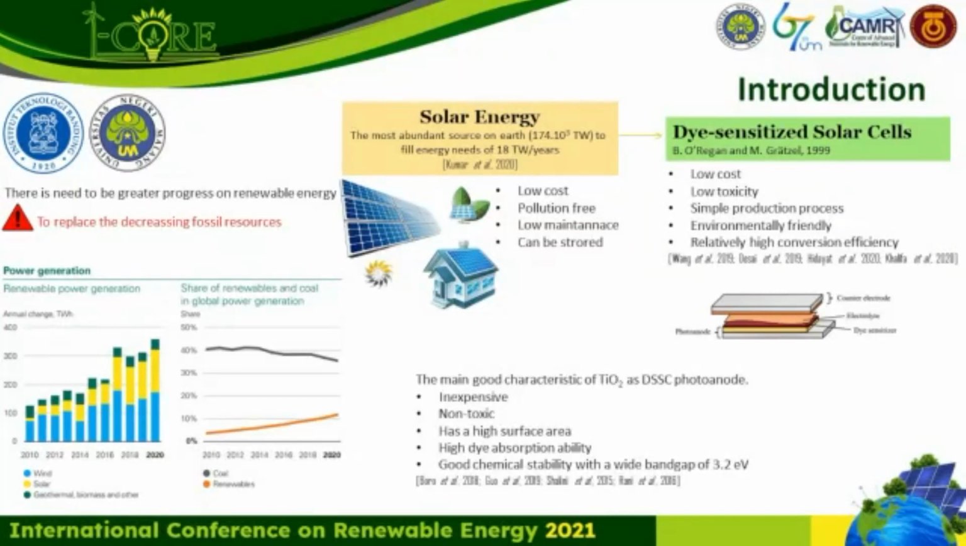In our research, we choose TiO2 as a photoanode in the DSSC system because it has good characteristics. It is inexpensive, non-toxic, has a high surface area, high dye absorption ability, and good chemical stability, with a wide semiconductor bandgap of 3.2 electron volts.